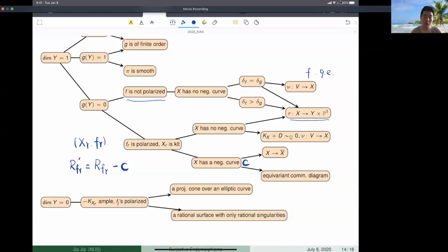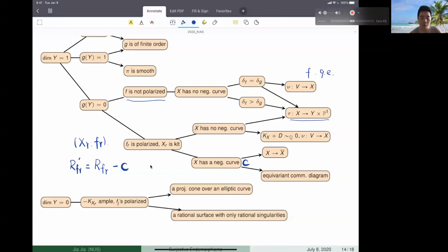This is the case for dimension of Y equal to 1. If dimension of Y equals 0, then we know the minus KX is ample, and all these F are polarized. And by a result of Broustet and Gongyo, we know either this X is a projective cone over a elliptic curve or a rational surface with only rational singularities.